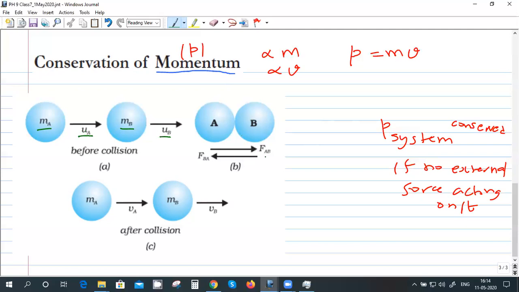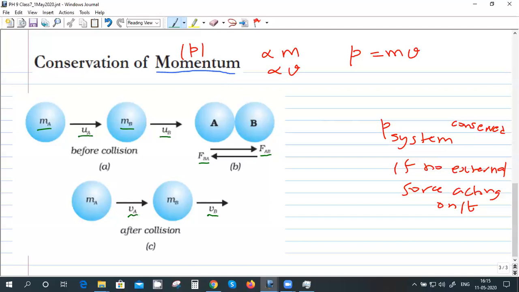When it is hitting, there is a force FAB, force exerted by A on B, and force FBA, force exerted by B on A. These two forces will be equal according to Newton's third law. After the collision, it will start separating. MB is moving with velocity VB, and MA is moving with velocity VA after collision. Initial velocity is called U, and after collision the velocity is called V. It's a standard symbol.